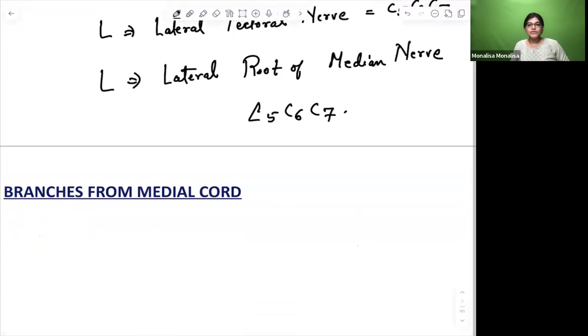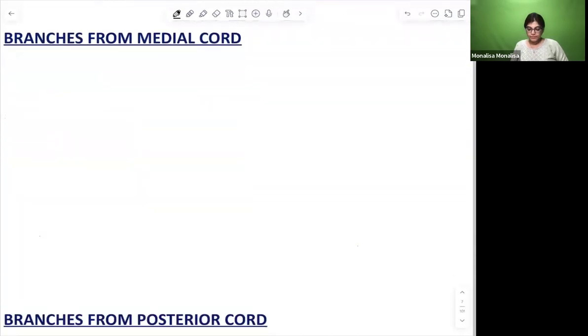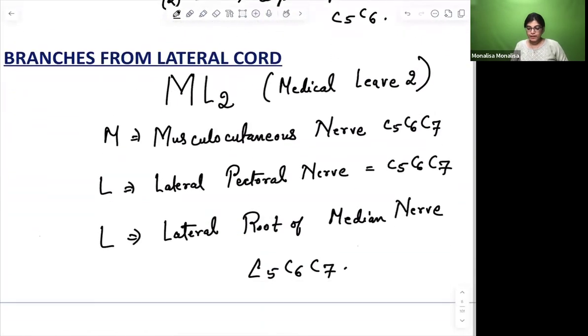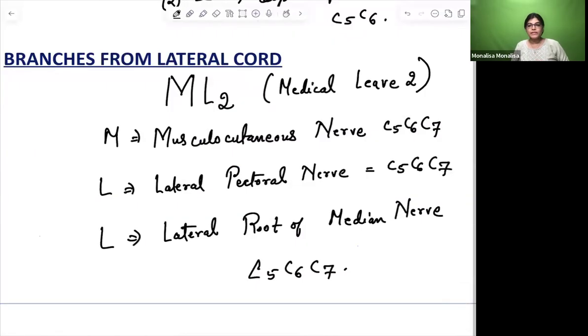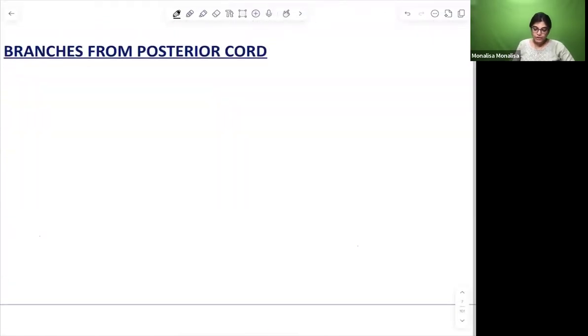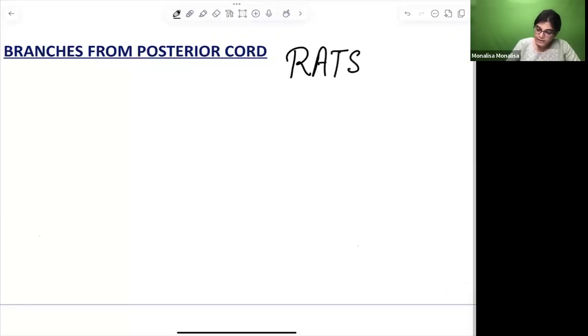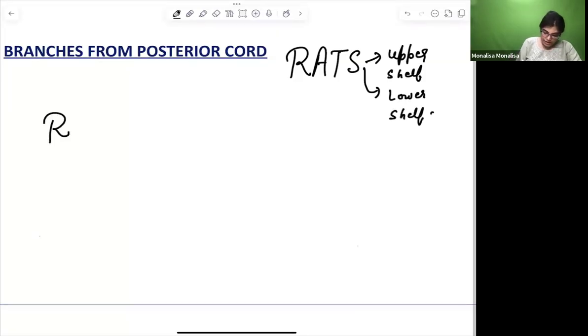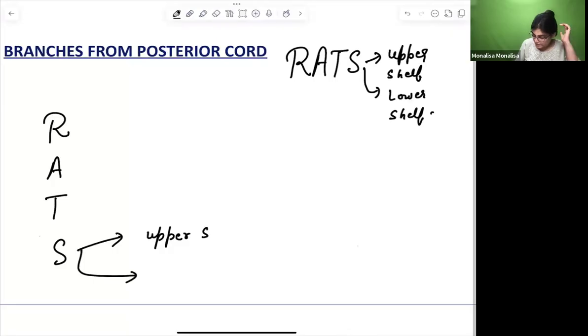Done. Now the branches from the medial and posterior cord. Written branches from the lateral cord, my dear students: ML2. Now firstly, branches from the posterior cord. What is the mnemonic? RATS. RATS, with upper S and lower S.